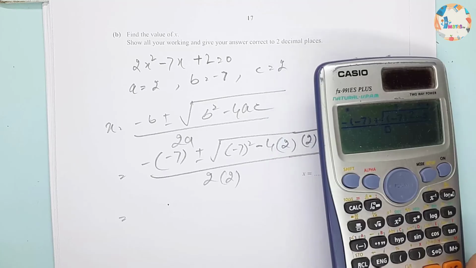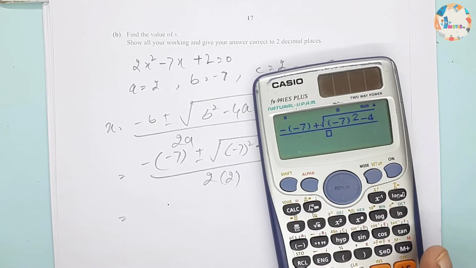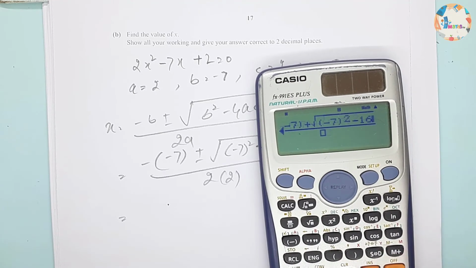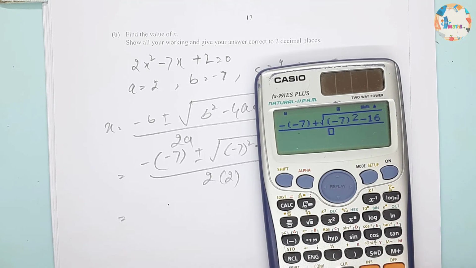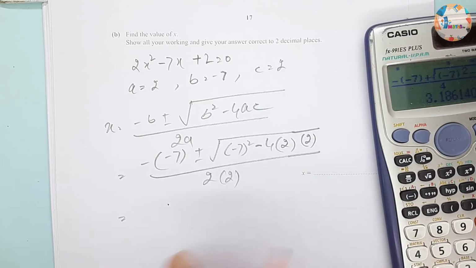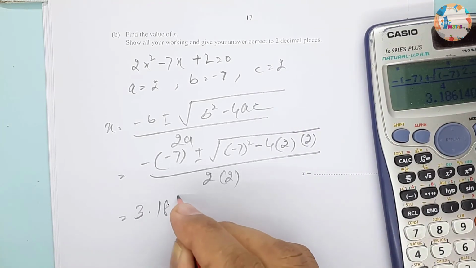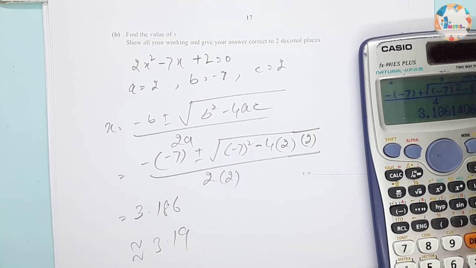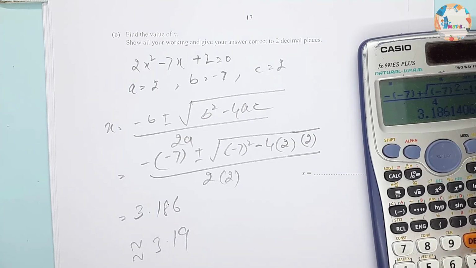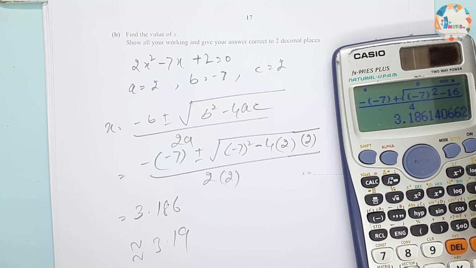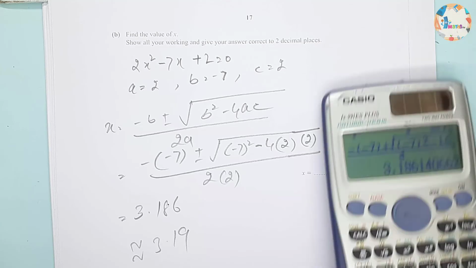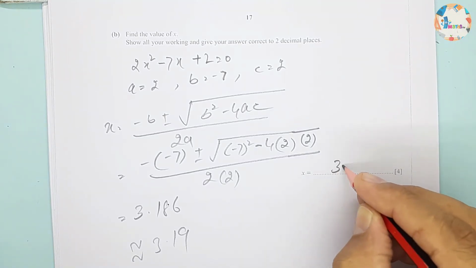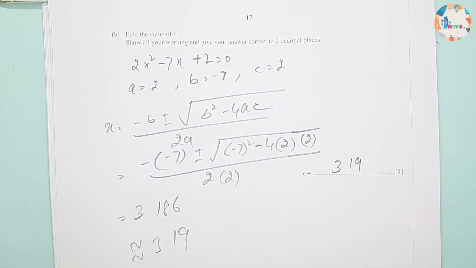Minus 4 into 4 will be 16. So I will write directly 16, and divided by 4 will be equal to 3.186, or we can write 3.19. So the negative value we will ignore, because this value is the answer to 2 decimal places. So this will basically be 3.19. This will be a positive value.